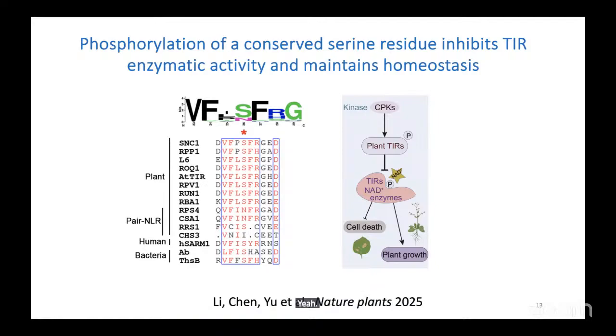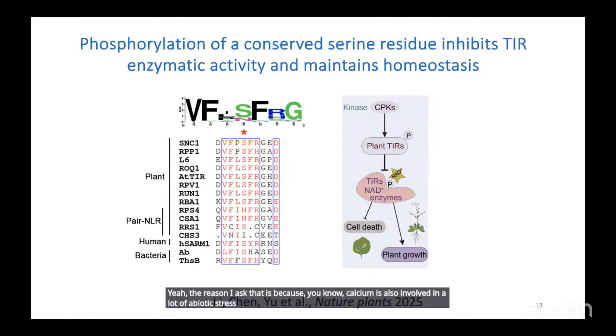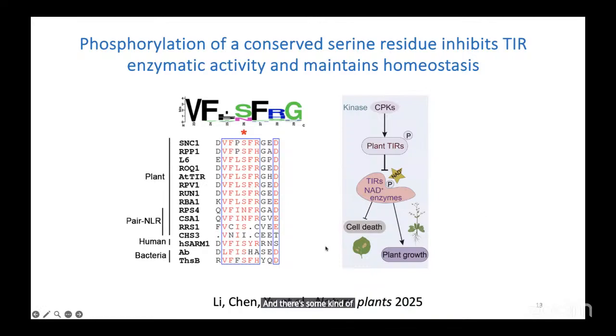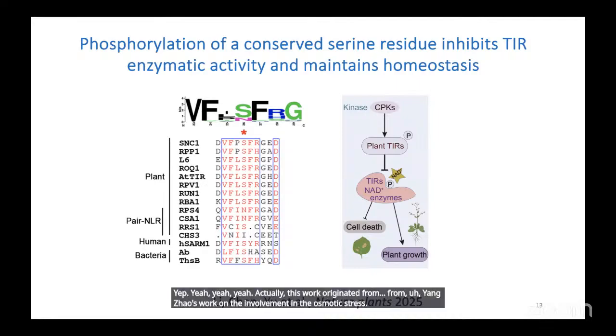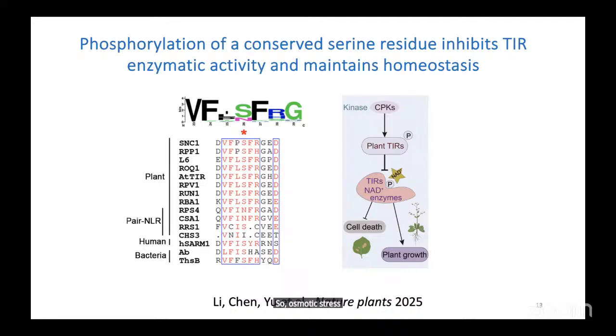Yeah, the reason I ask that is because calcium is also involved in a lot of abiotic stress processes, right? Yes. There's some kind of crosstalk between abiotic and biotic response. Actually, this work originated from Yang Zhao's work on the TNL SNP1's involvement in the osmotic stress. So osmotic stress activates SNP1 and we found CPK inhibits SNP1 to maintain plant growth during osmotic stress. That makes sense.